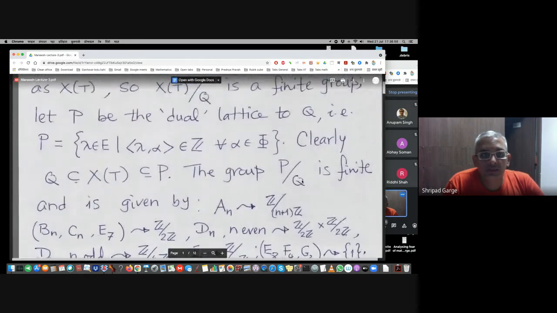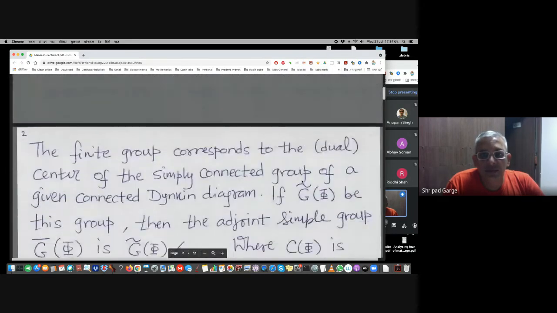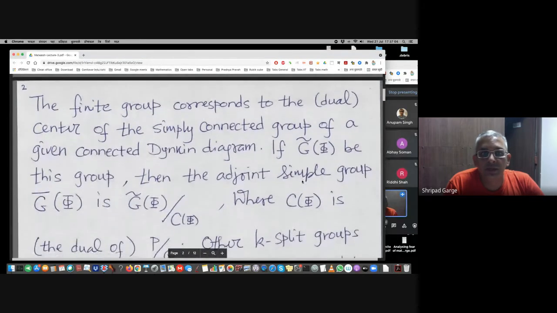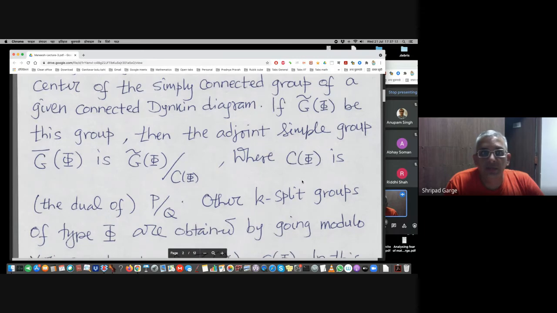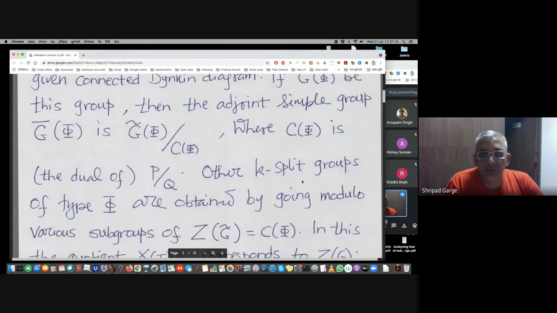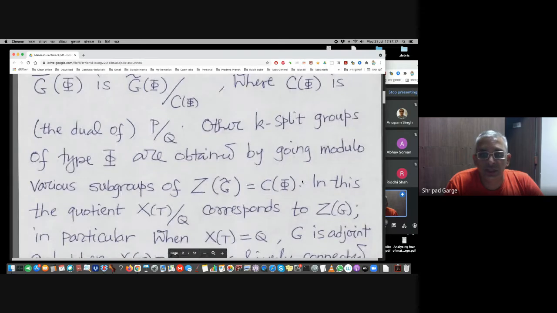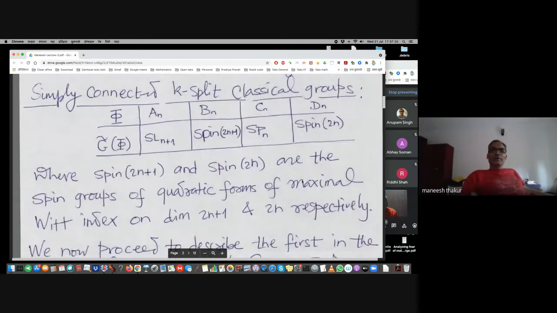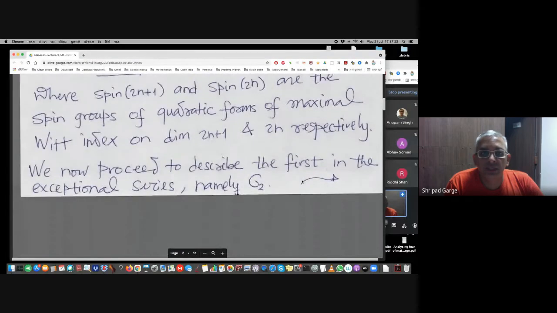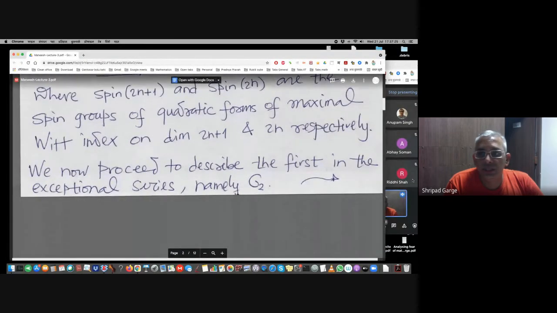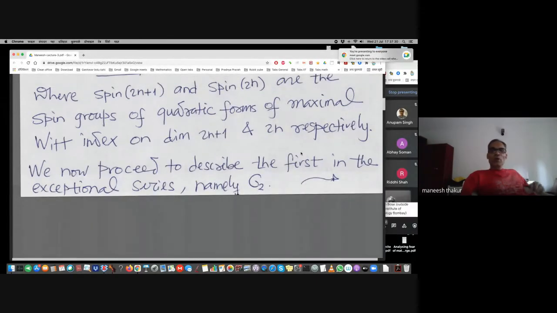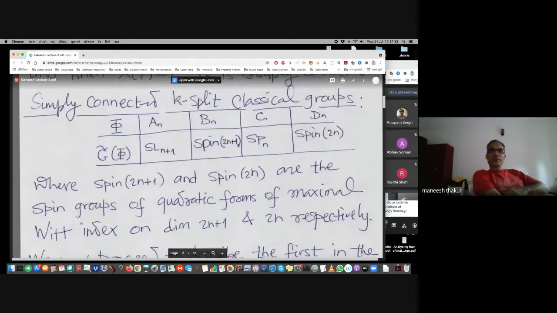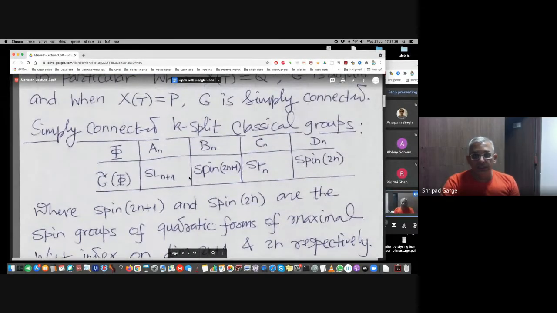So these have something to say when the group is adjoint, when the group is simply connected, and so on. So the finite group P by Q corresponds to the center of the simply connected group of a given connected Dynkin diagram. Okay, so shall we maybe just go to G2 because this was... Yeah. This is generality anyway. Yes. These are the simply connected groups of various types. I just wanted to say there how split groups are constructed, simply connected split groups in general. Yes. So these are the types.